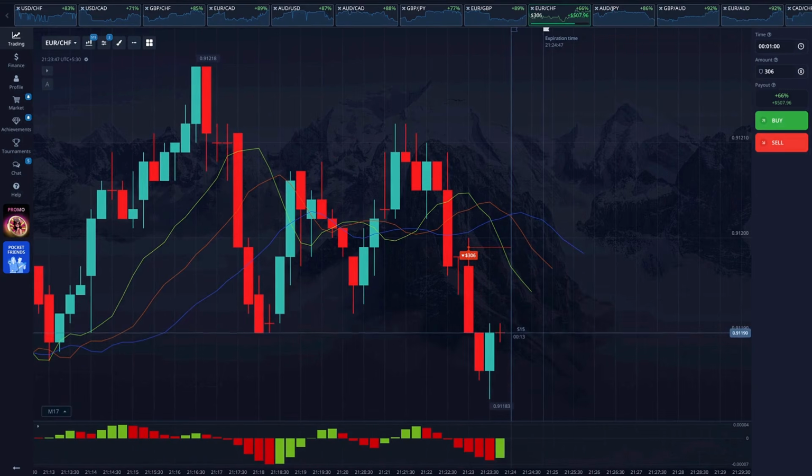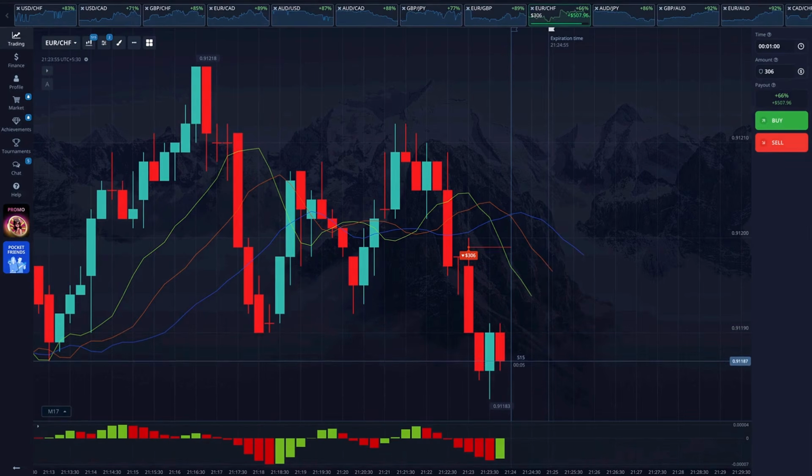Also look at the Accelerator Oscillator. It continues printing red bars, confirming that the bearish momentum is still active. This tells us the move is not random. It's supported by momentum. And there it is.